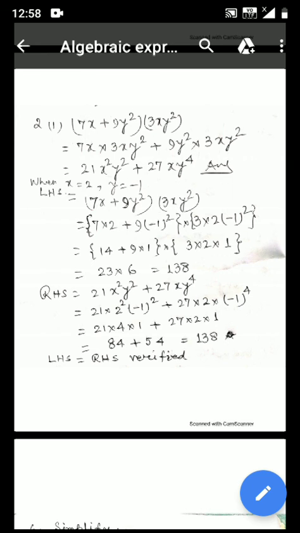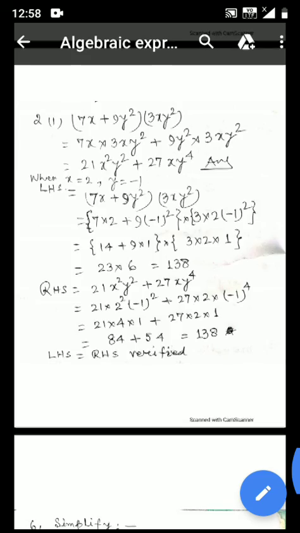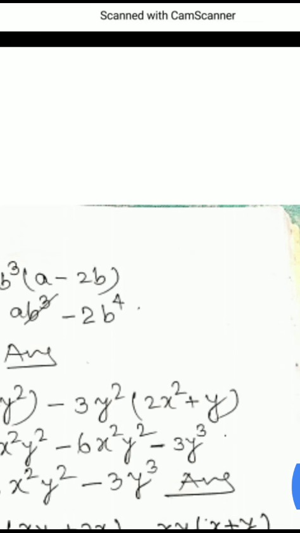Now question number 6. Simplify. ab common bracket a square minus b square plus b cube common bracket a minus 2b. ab multiply a square equal to a cube b minus a b cube plus a b cube minus 2b raised to the power 4. Here plus a b cube minus a b cube, that is 0. So your answer is a cube b minus 2b raised to the power 4.